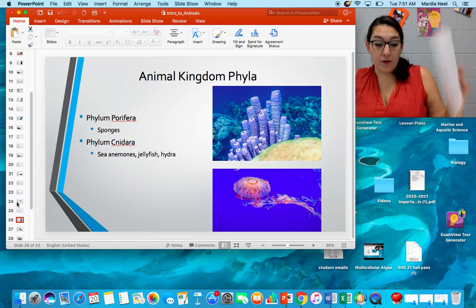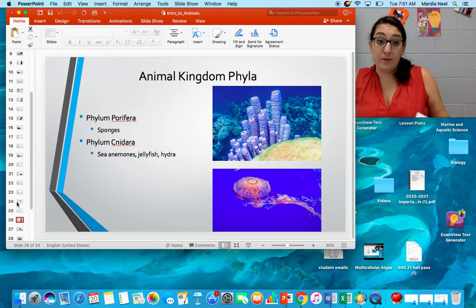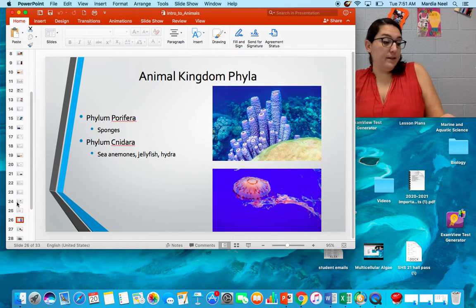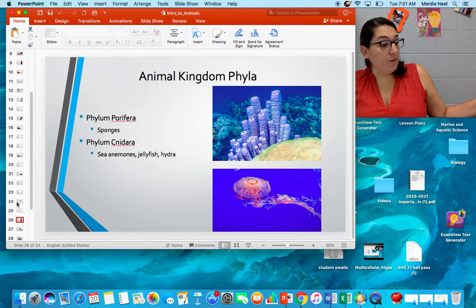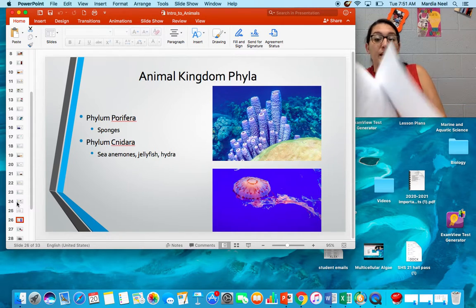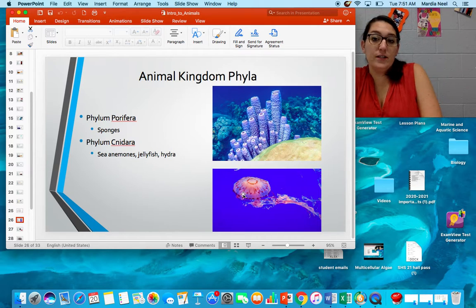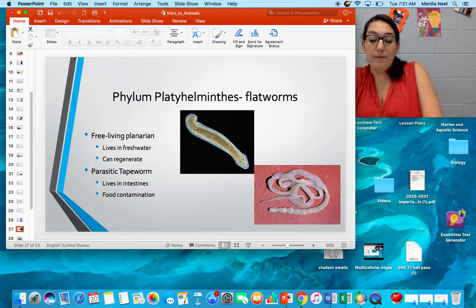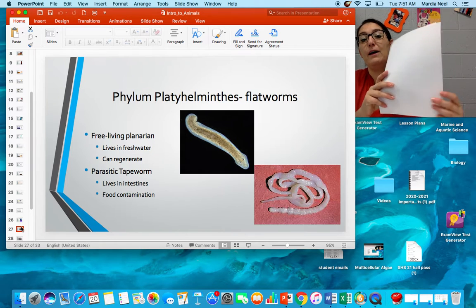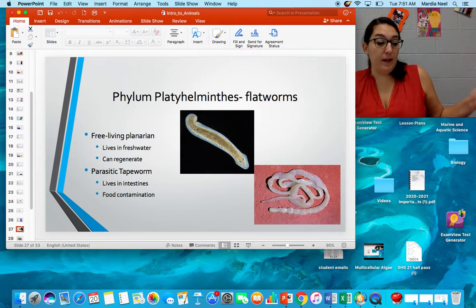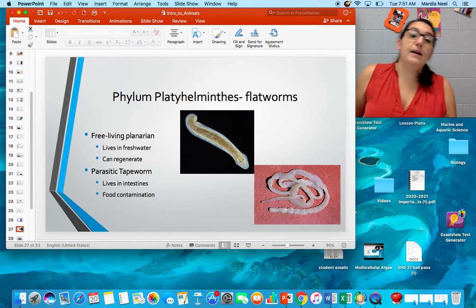And this is just a quick overview of all the phyla. We're going to go over all of these in detail. So this is what we're learning from now on. So you've got phylum Porifera. It is the most basic phylum. It is sponges. After that, you have phylum Cnidaria, which are sea anemones, hydras, and jellyfish. From there, you go to phylum Platyhelminthes, which are flatworms. The most dominant or prominent is the planarian.